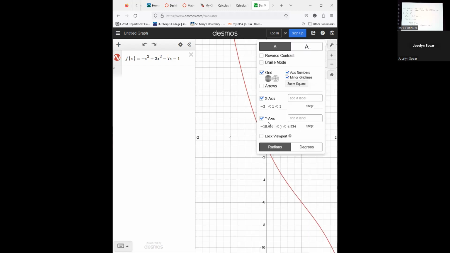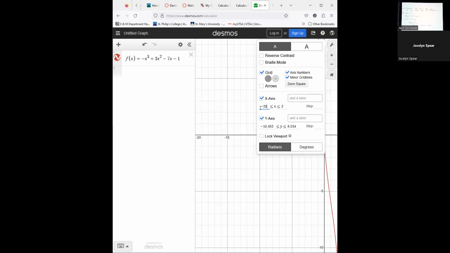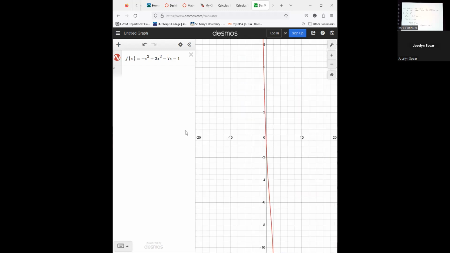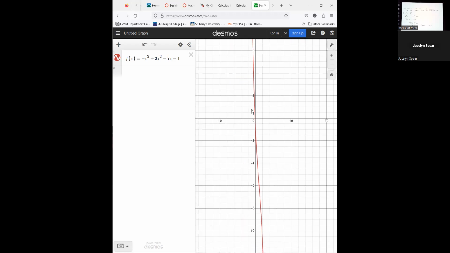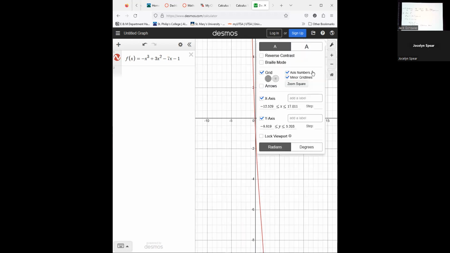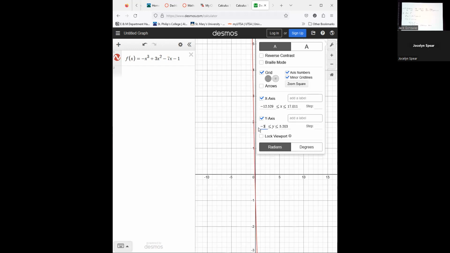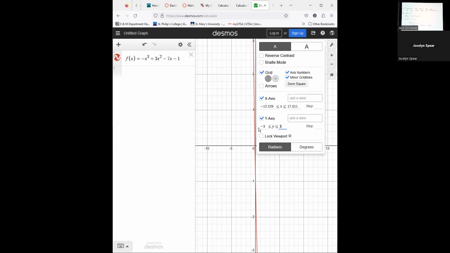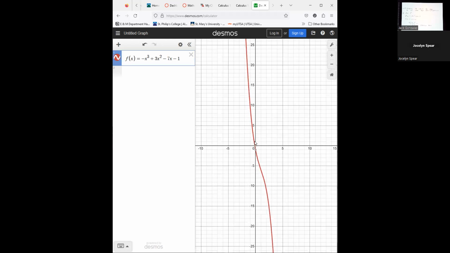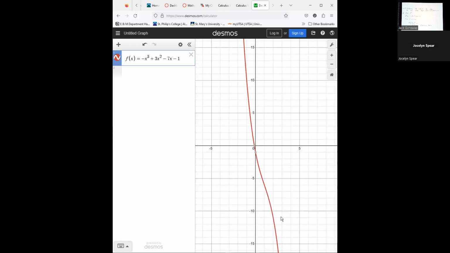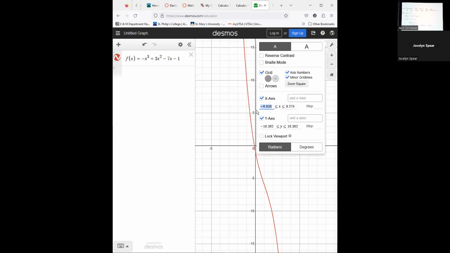That would work. Sure. There we go. You can see that little change right here, right? Yes.